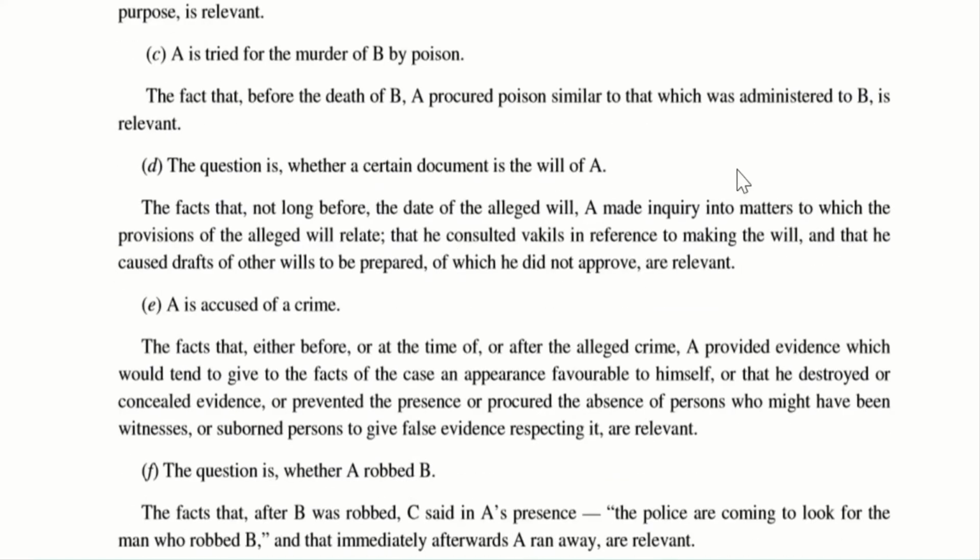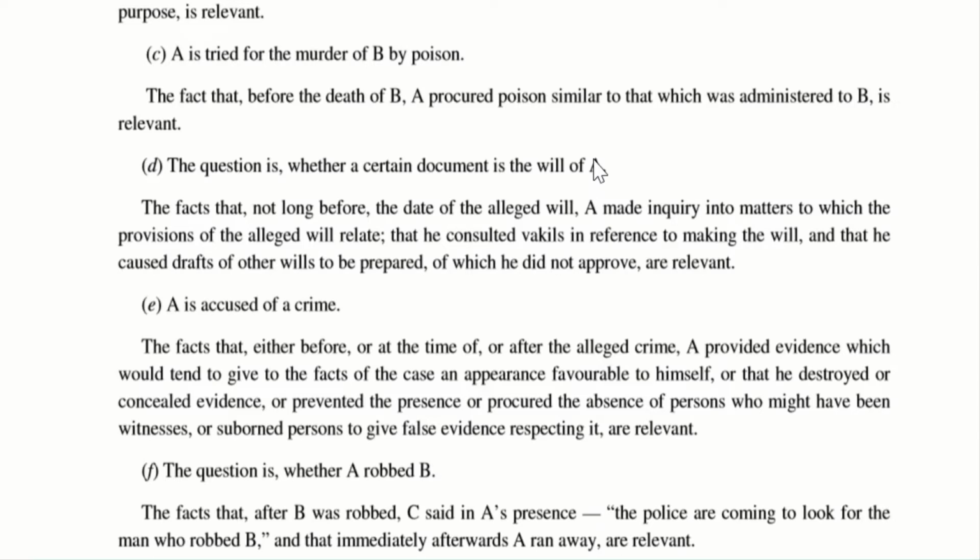Now let us move to Illustration D. The question is whether a certain document is the will of A. Now, there is a doubt whether it was the will of A. As you all know, a will becomes alive only on the death of the person who wrote it, but that will can be challenged. So in this case, there is a doubt whether it was the will of A. What they will see is the circumstances or situations which show that A could have made this will. Before making the will, or on the date of the will, the person A is going and making inquiry about the matters which are in the will.